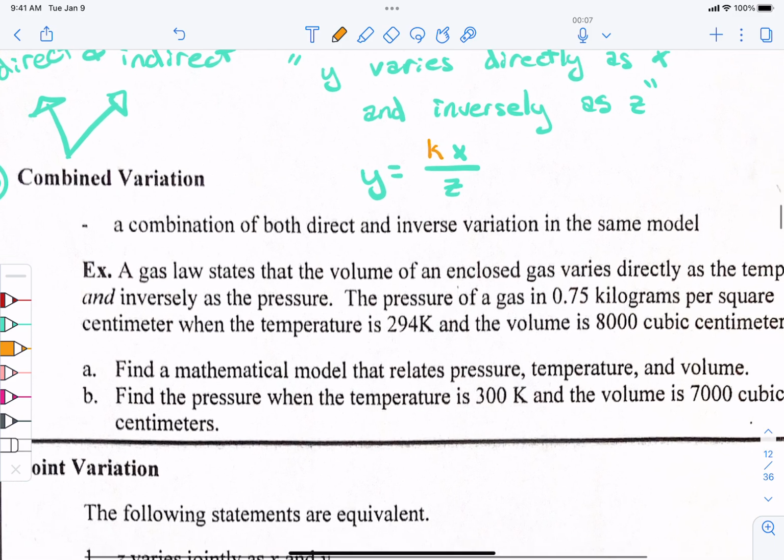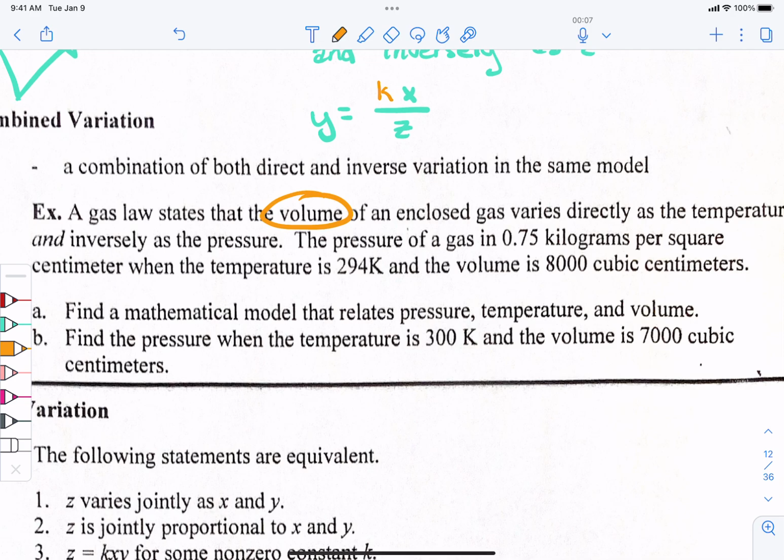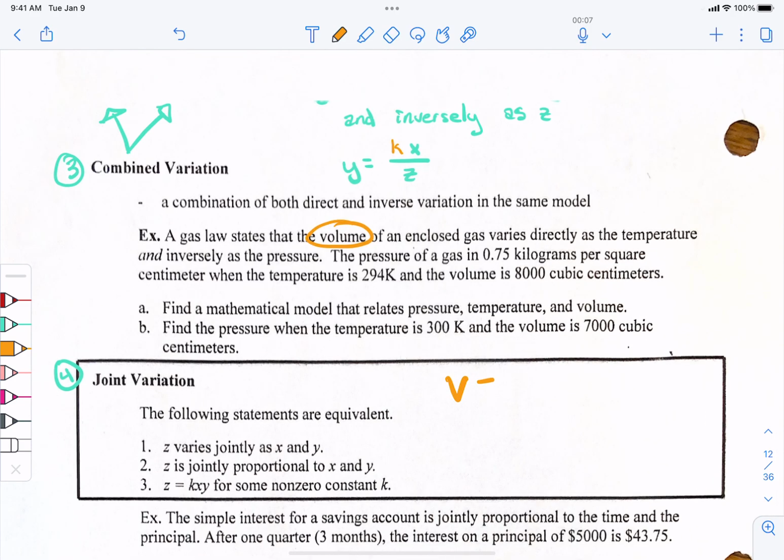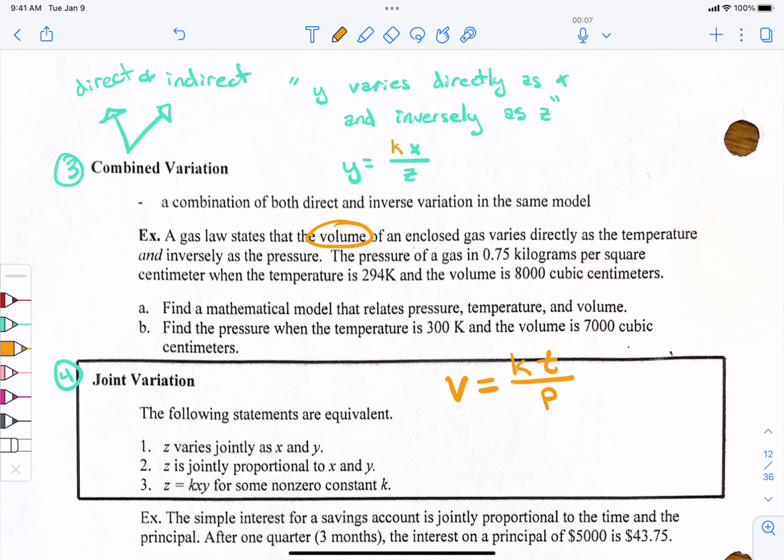So a gas law states that the volume of an enclosed gas varies directly as the temperature, so temperature goes on the top, and inversely as the pressure. V equals, and K goes right here. All right? The pressure of a gas is 0.75 kilograms per square centimeter.